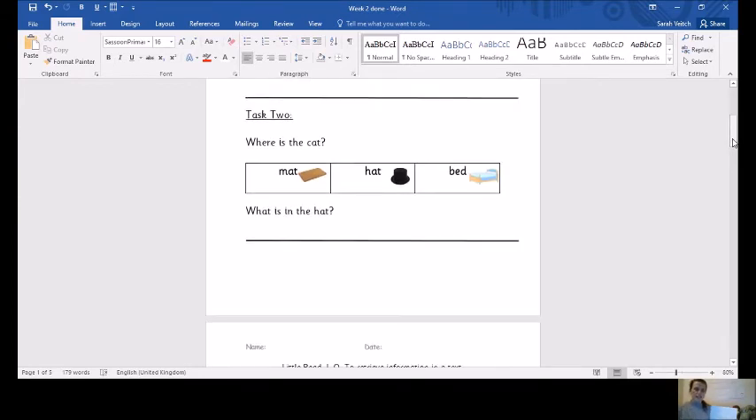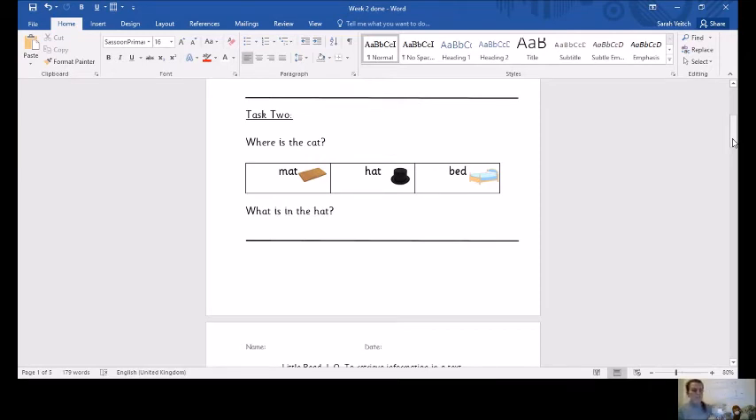Now, our next question says, where is the cat? We have three options. Is the cat on the mat? Is a cat in a hat? Or is the cat in bed? Now, you discuss this with your family. I'm going to ask my friends here and we will see if we can get an answer. Bed? Is the cat in the bed? I don't know if he is.